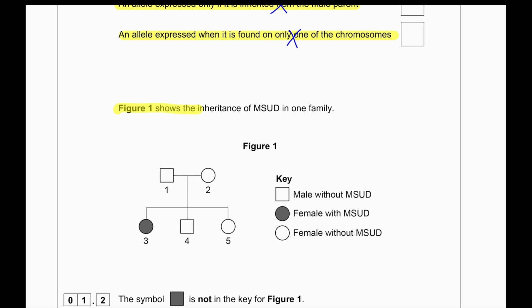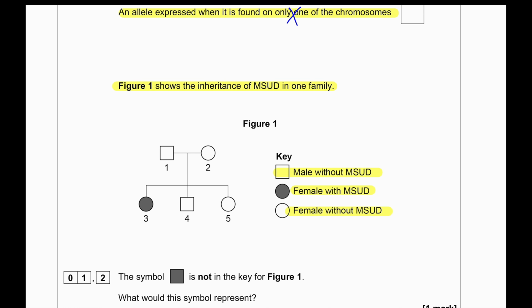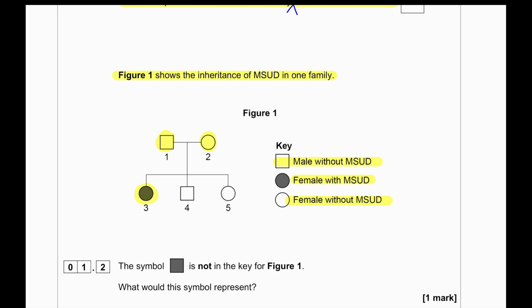Figure 1 shows the inheritance of MSUD in one family. We can see a male without MSUD and a female without MSUD. We can see a particular parent who does not have MSUD but has a child with MSUD. This tells us that both of these parents are carriers. So we can refer to it in this way.